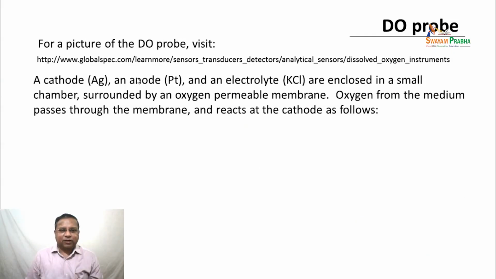So a cathode silver, an anode platinum. It's an electrochemical probe, so you need a cathode and an anode and an electrolyte. The electrolyte happens to be potassium chloride, KCl. These are all enclosed in a small chamber surrounded by an oxygen permeable membrane. Okay, you have a cathode, you have an anode in some form, and then you have the electrolyte and an oxygen permeable membrane. And this is dipped into the medium. So oxygen from the medium passes through the membrane and reacts at the cathode as follows. Oxygen giving you hydroxyl ions in the presence of platinum, which is the anode. At the cathode.